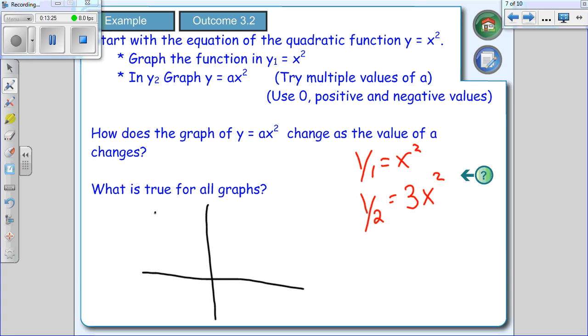I know that's going to be my basic parabola like that. You graph it and try to describe to me what the other one looks like. I'm just using 3 because I'm just trying to show an example. So it's like a skinnier version. It's a vertical stretch.